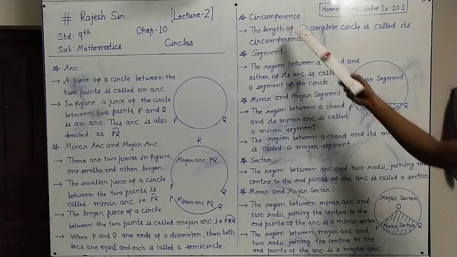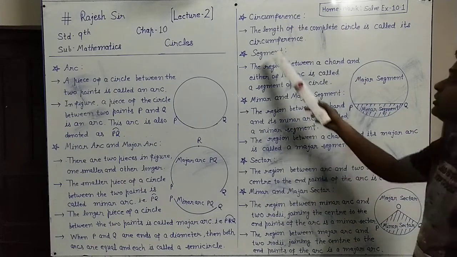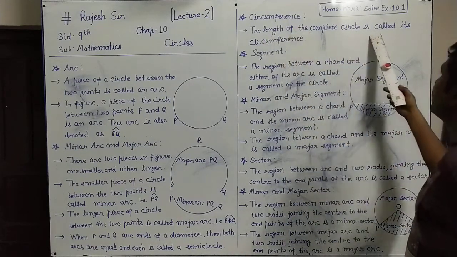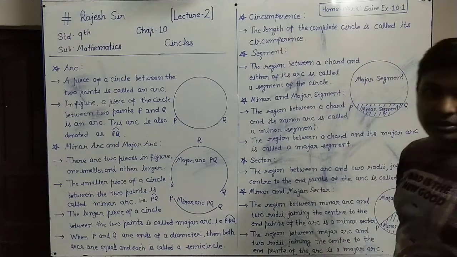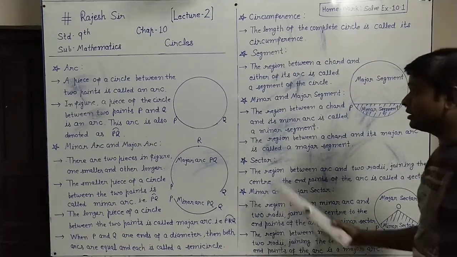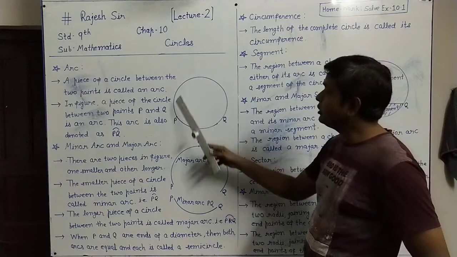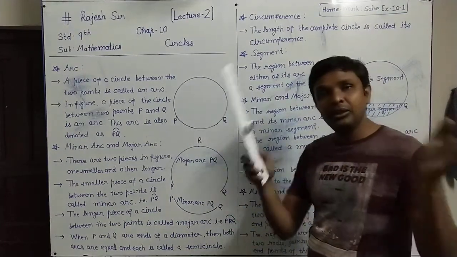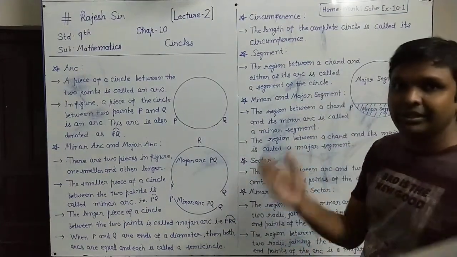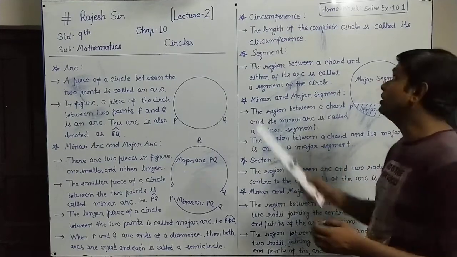Now we have the circumference next. The length of the complete circle is called a circumference. If you measure the full length of the circle, that length of the complete circle is called circumference.